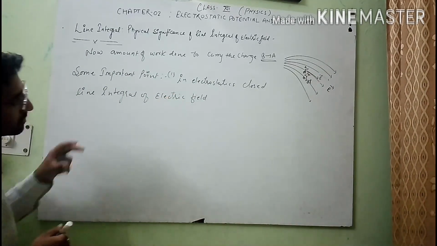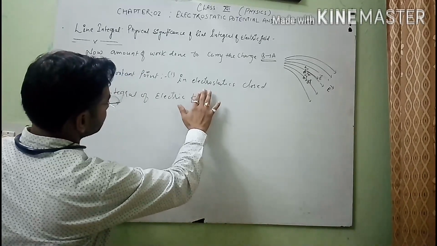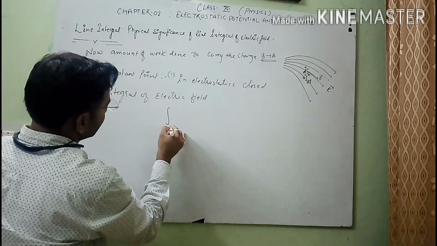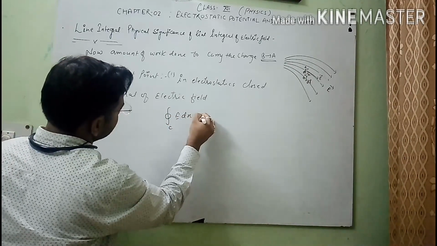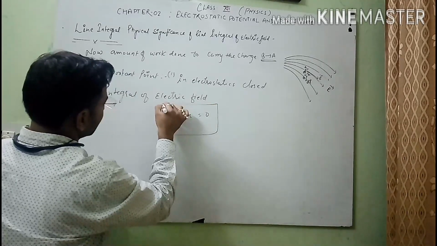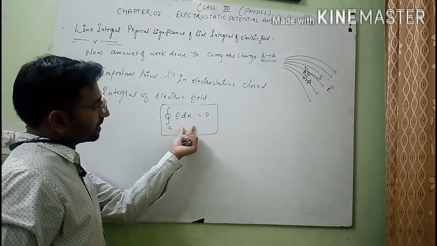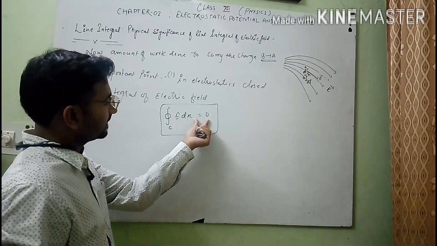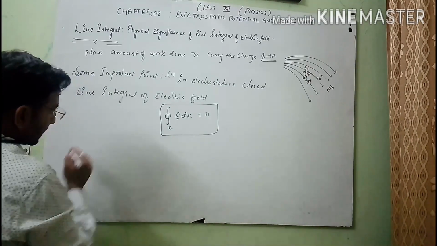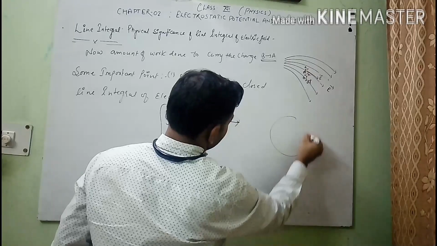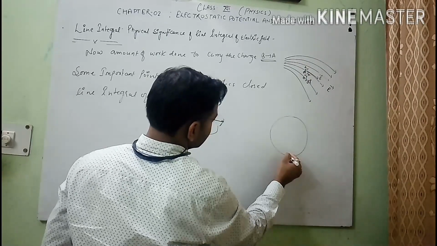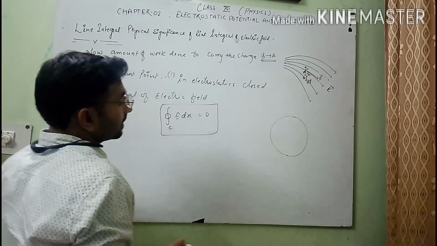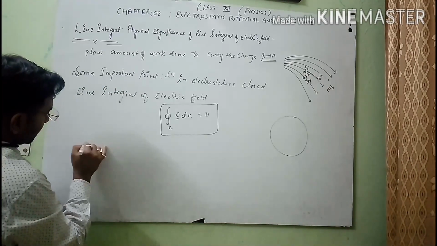First point is that in electrostatics the closed line integral of the electric field, which is noted like this, ∮E·dl is equal to 0. Remember these points. If the closed line integral of the electric field is 0, it means that the amount of work done in this case is 0. When you are carrying the charge from one point to another point in a closed loop, the total amount of work done for the closed line integral is 0.